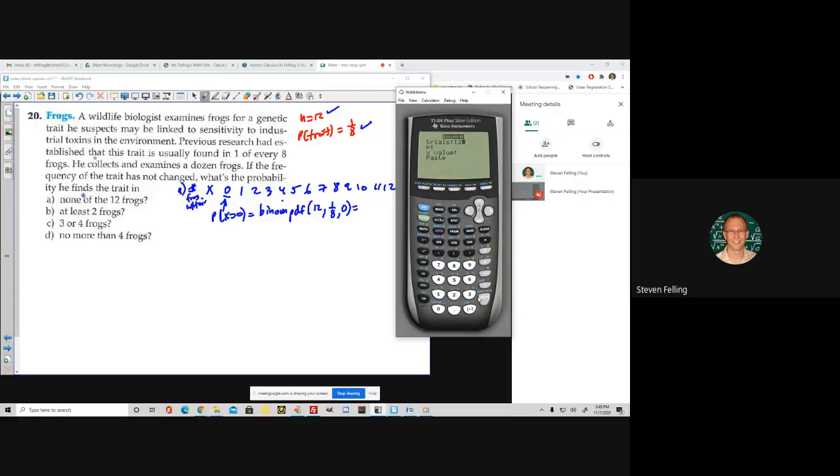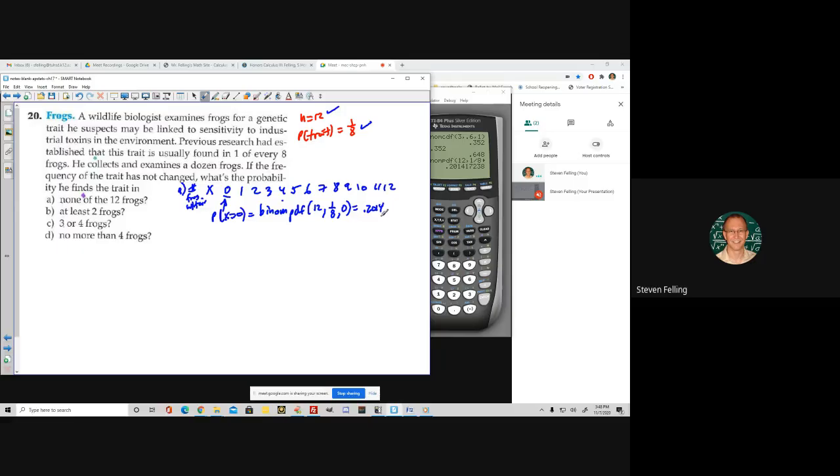We're looking at 12 frogs. They have a 1 divided by 8 chance of having the trait, and we want the probability of 0 of them having it. And that's 0.2014. Okay, so calculator setup. It's good to write this out. This is a great way to kind of sketch the sample space.